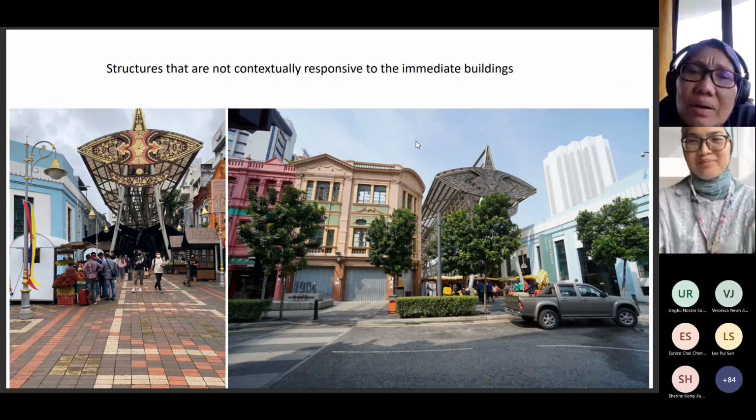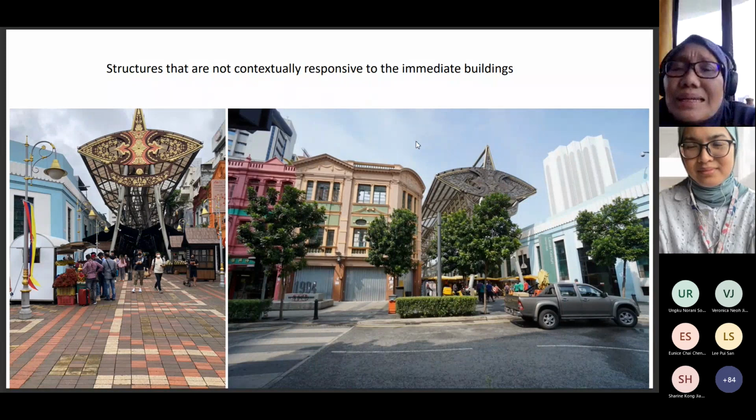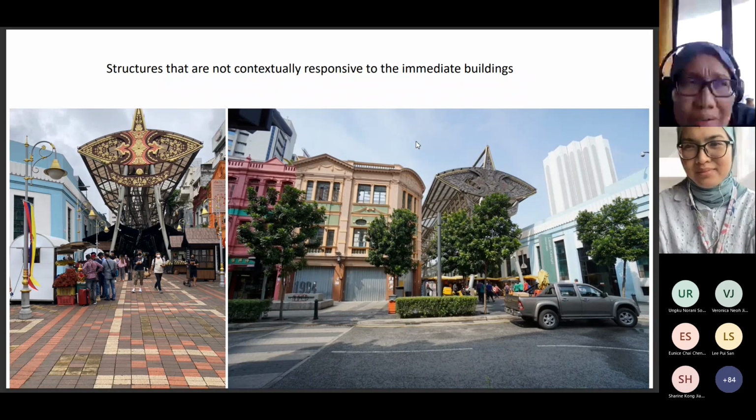Also, some structures that are not contextually responsive to the immediate buildings, you may think you are doing some good things to the townscape, but actually you are not giving meaning to the place. Because meaning is important: how people read the city, how they relate to their history, their culture.